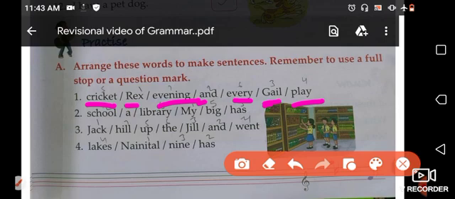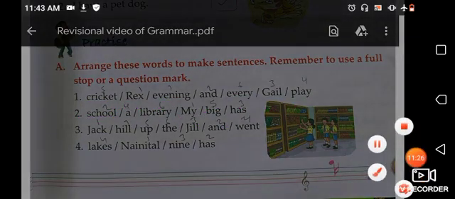Okay, so it will become: Rex and Gili play cricket every evening. Okay, next one is: school, or, library, my, big, has. So what will be the answer? The answer will be: my school has a big library. Okay, my school has a big library.